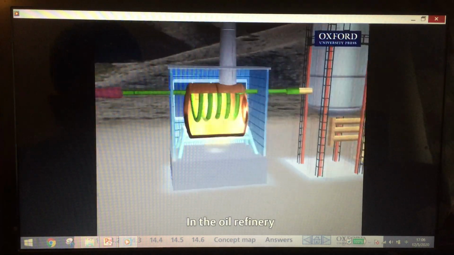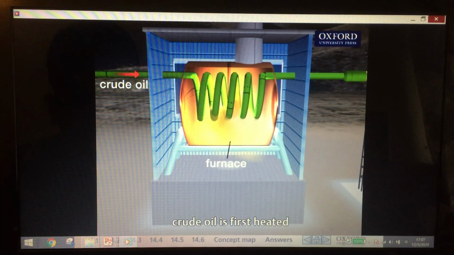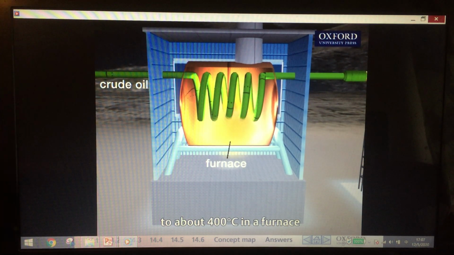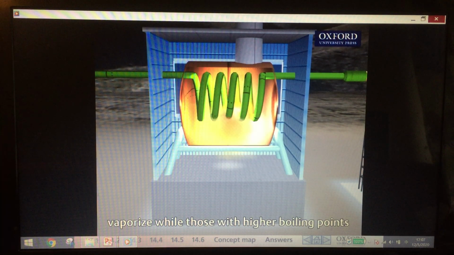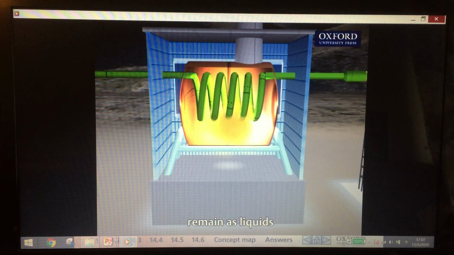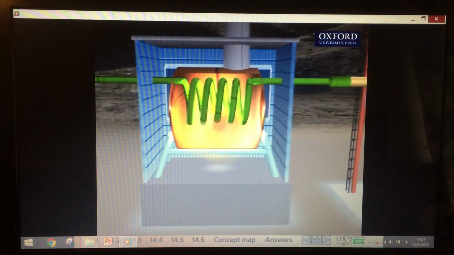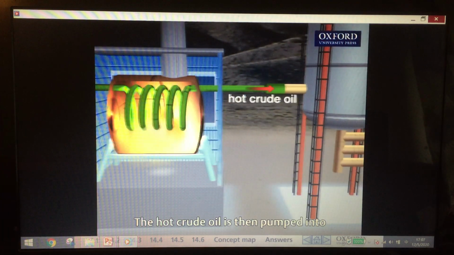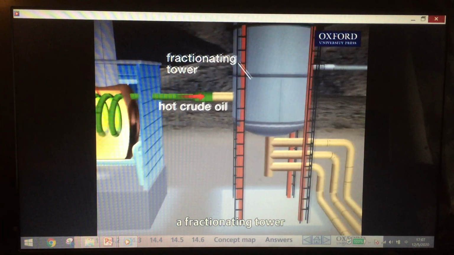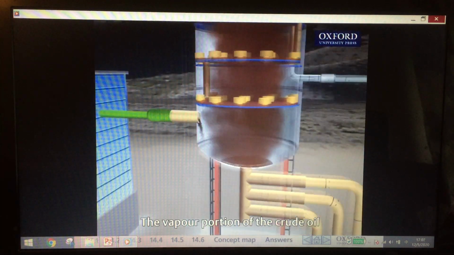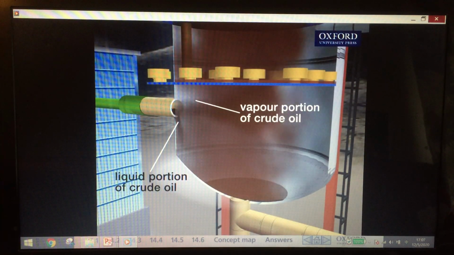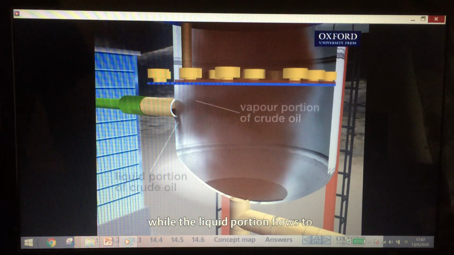In the oil refinery, crude oil is first heated to about 400 degrees Celsius in a furnace. Hydrocarbons with lower boiling points vaporize, while those with higher boiling points remain as liquids. The hot crude oil is then pumped into a fractionating tower. The vapor portion of the crude oil rises up the tower, while the liquid portion flows to the bottom of the tower.